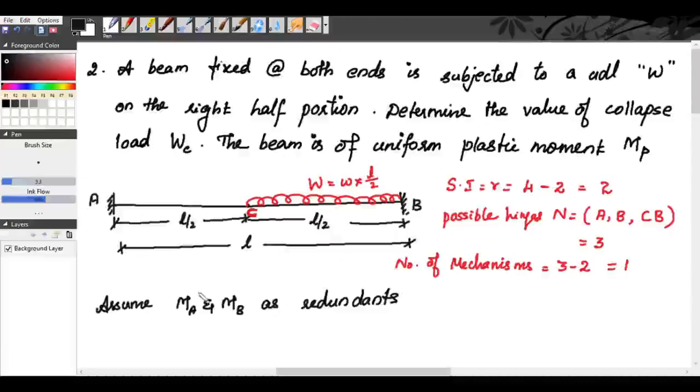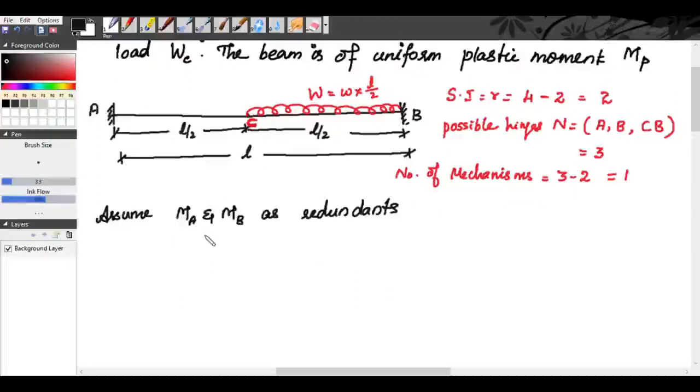We know that once the hinges are formed at A and B, the beam behaves like a simply supported beam. So, we are assuming the hinges are formed at A and B. Now, you can take the moment at B is equal to 0. Because this is behaving as a simply supported beam, we have assumed MA and MB as redundants. So what we get is, here we have RA and here we have RB, right?